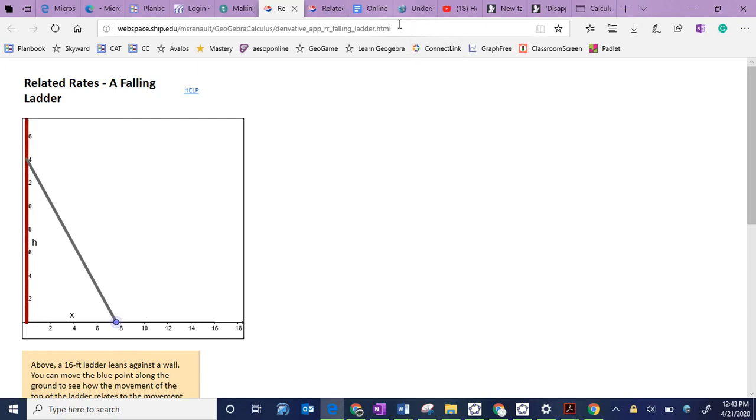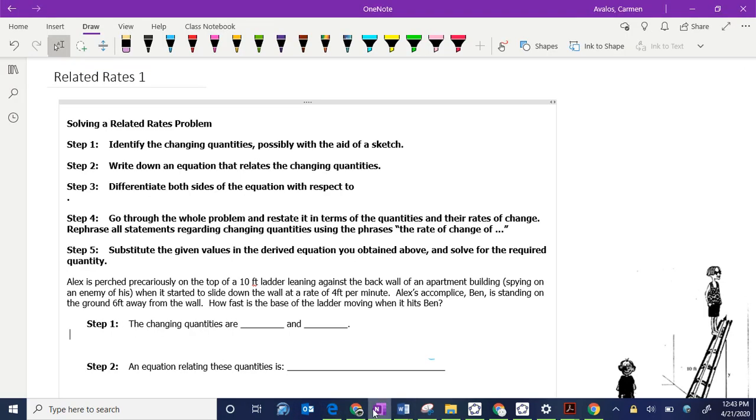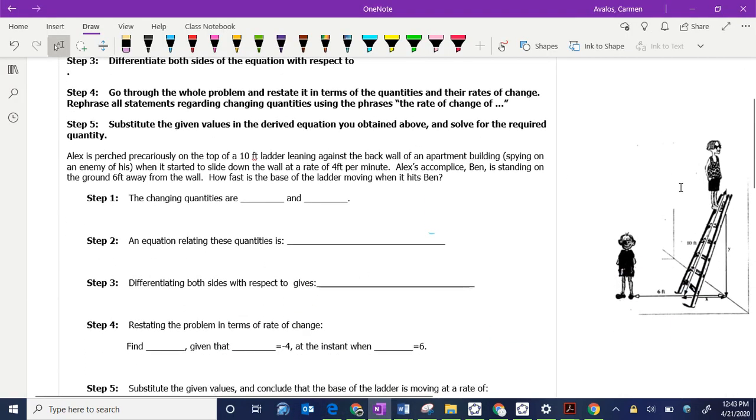Let's look at a problem like the one in your booklet. Alex is looking at a building, spying on his enemy, and Ben, his accomplice, is standing 6 feet away from the wall. The problem is asking, if Alex starts and the ladder starts to slide down, at what rate is the ladder going to hit Ben? I know this is a crazy problem, but that's what it's stating. It's going to fall and hit Ben.